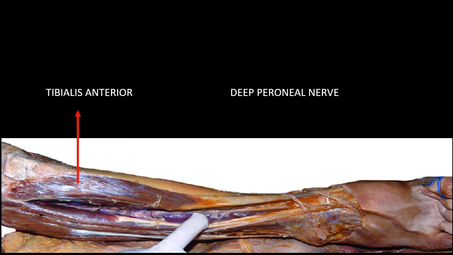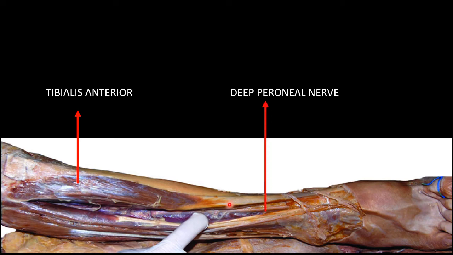Now we are moving to the anterior compartment of the leg. Here you can see the tibialis anterior. How to identify the muscles? Here you can see the right side leg. The medial surface is subcutaneous, so no muscles are attached to the medial surface of the tibia. All the muscles are attached to the anterolateral surface of the tibia, where we can identify the tibialis anterior muscle.